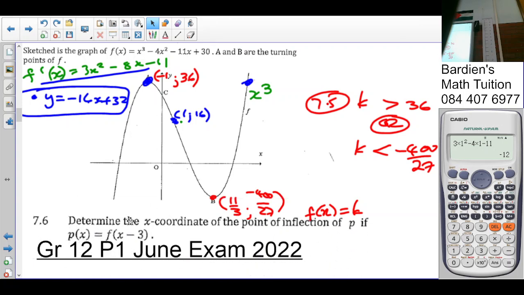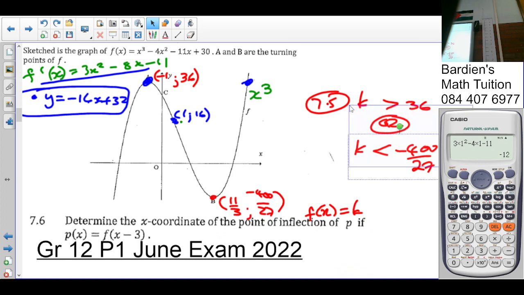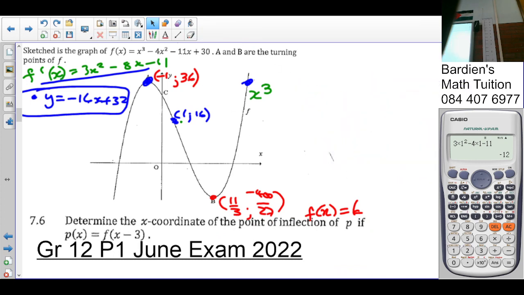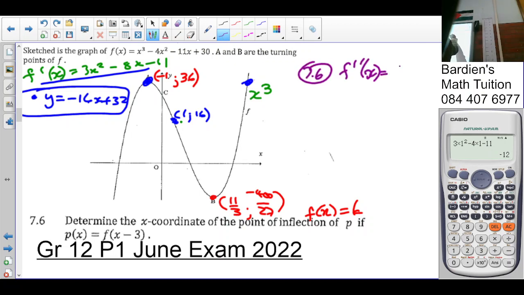Then in 7.6, they want to know, determine the x-coordinate of the point of inflection of. So before I go into that, I need to know what the point of inflection of this graph, of f of x, is. So for the point of inflection, we apply the second derivative. So f double prime of x equals 6x minus 8. I set that equal to 0. So x equals 4 over 3. So the point of inflection is at 4 over 3, which is approximately here. The x value of 4 over 3.